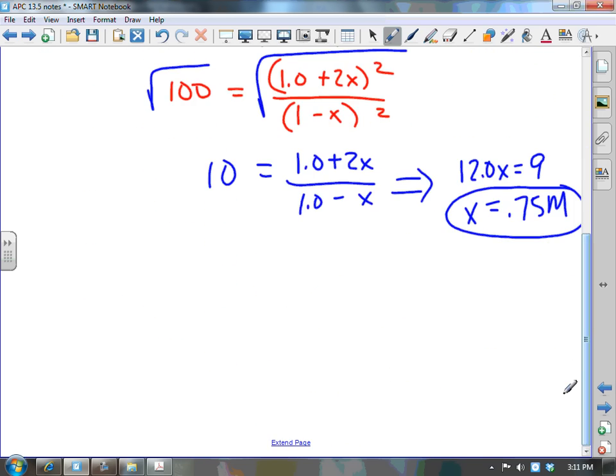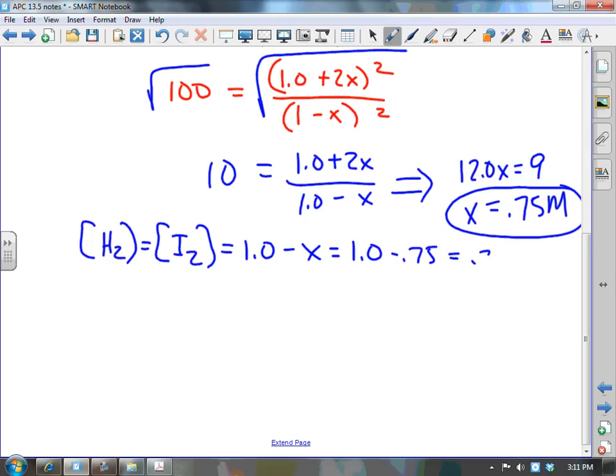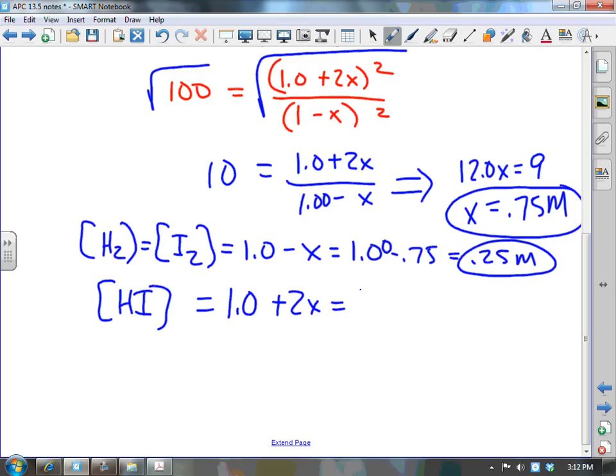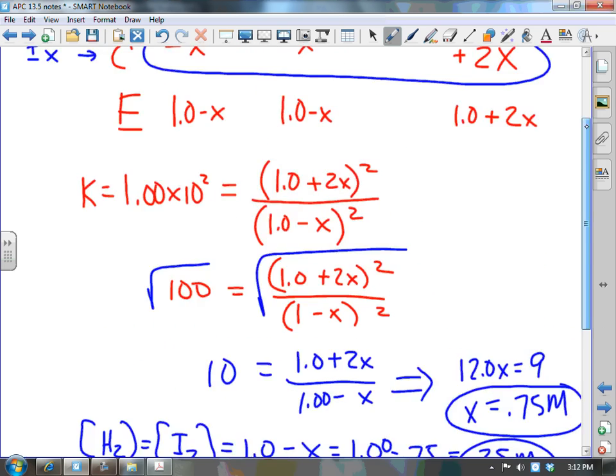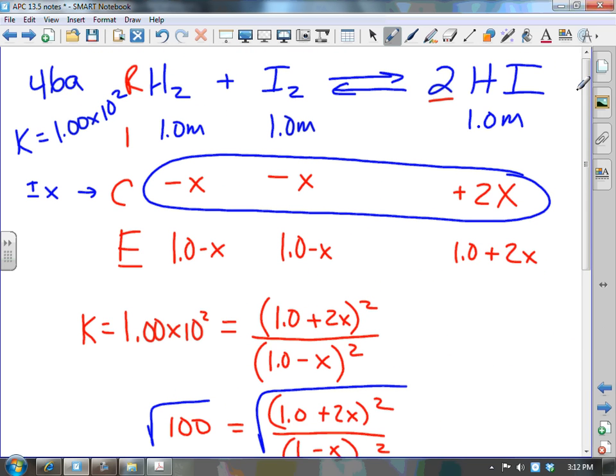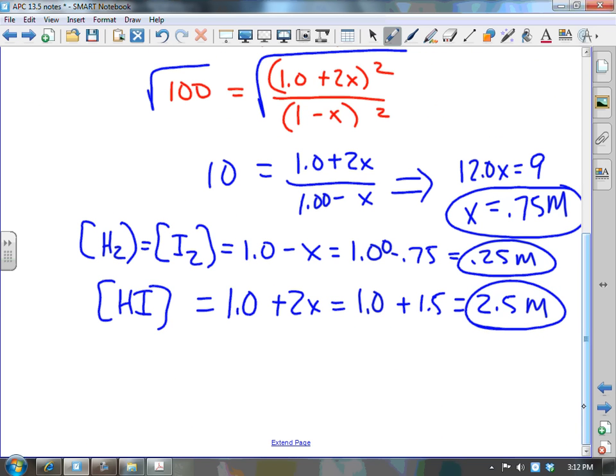So if we want to know the final concentrations, the concentration of hydrogen is equal to the concentration of iodine, which is equal to 1.0 minus x. So 1.0 minus 0.75 equals 0.25 molar. Again, pay attention to zeros. And then the concentration of HI is going to be 1.0 plus 2x, so 1.0 plus 1.5, we end up with 2.5 molar. In the very beginning, we started out with 1 molar of hydrogen gas, 1 molar of iodine gas, 1 molar of HI, and after they react, we end up with 0.25 molar of H2, 0.25 molar of I2, and 2.5 molar of HI.